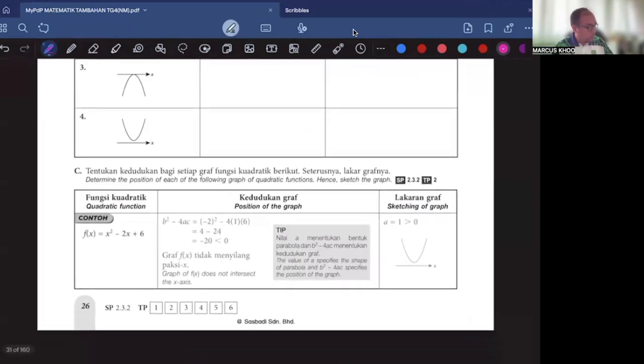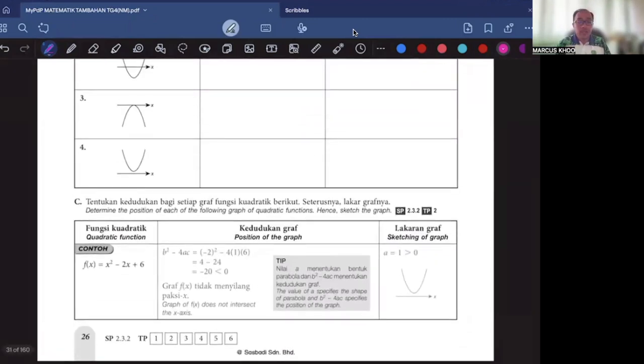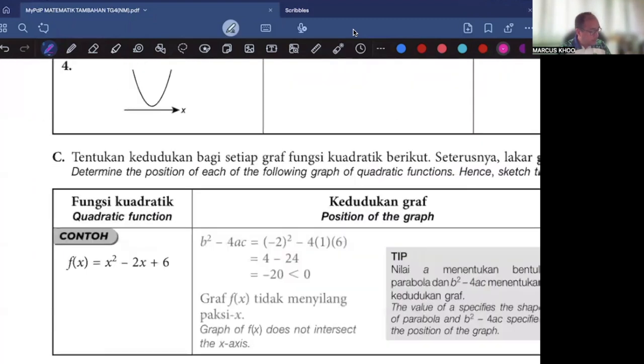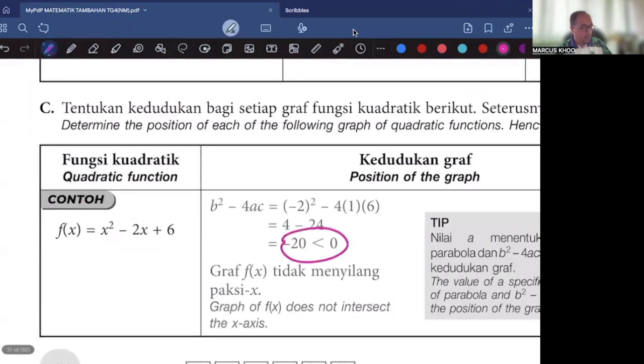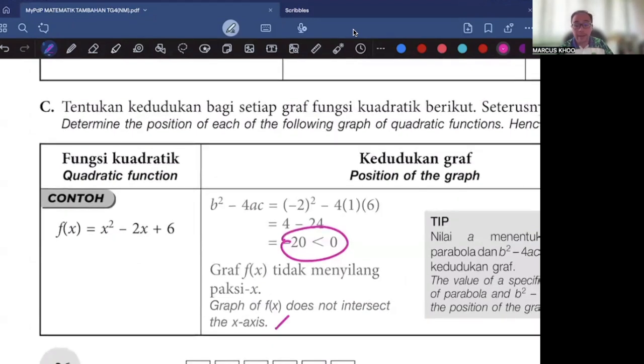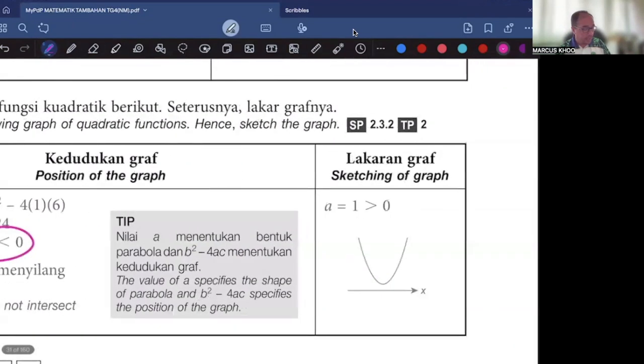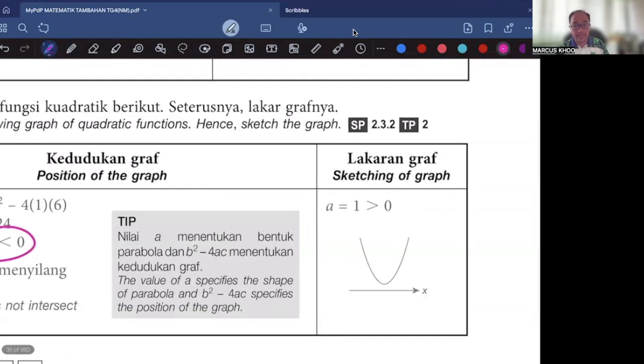Now let's go to question C. Question C is to determine the position of each of the following graphs. You want to sketch the graph. So I give you the function, then you find b squared minus 4ac, and then you see this. If it is negative 20, it's less than 0, so it does not intersect, right? If it does not intersect, then it should look something like this.